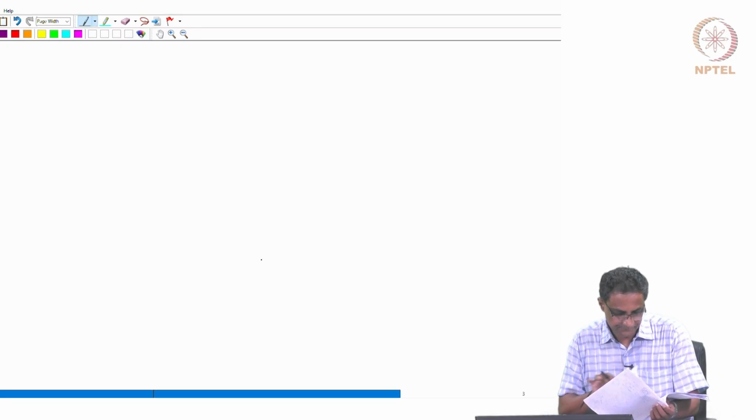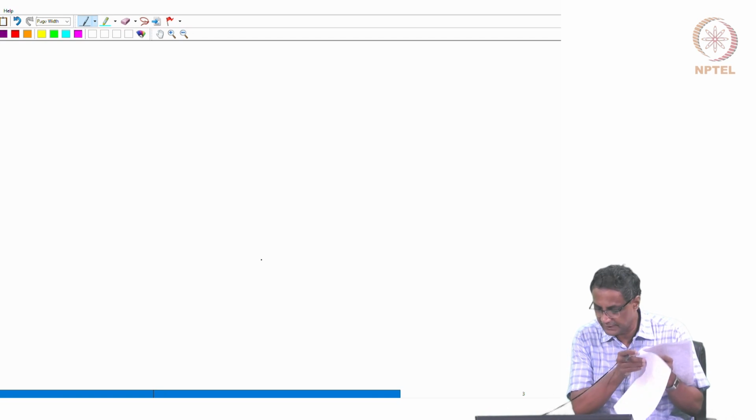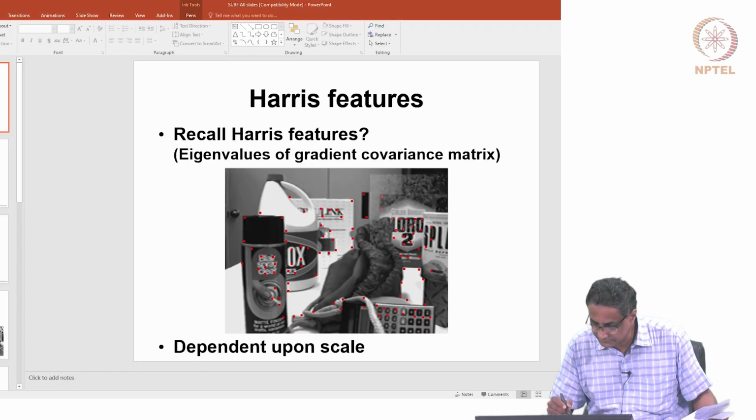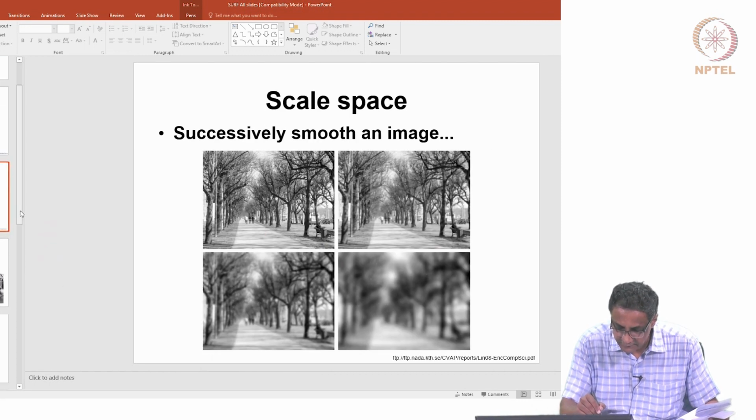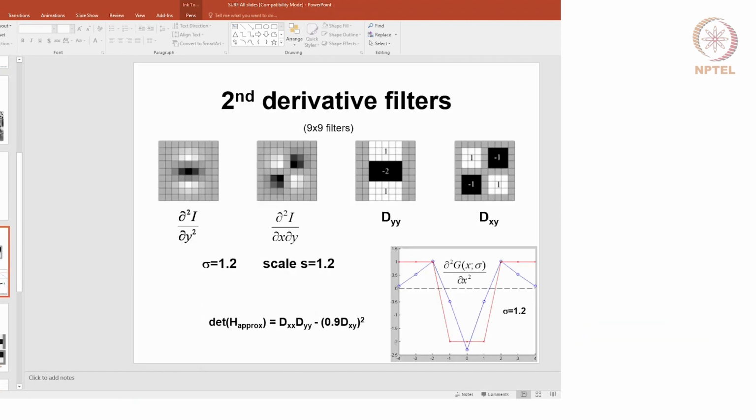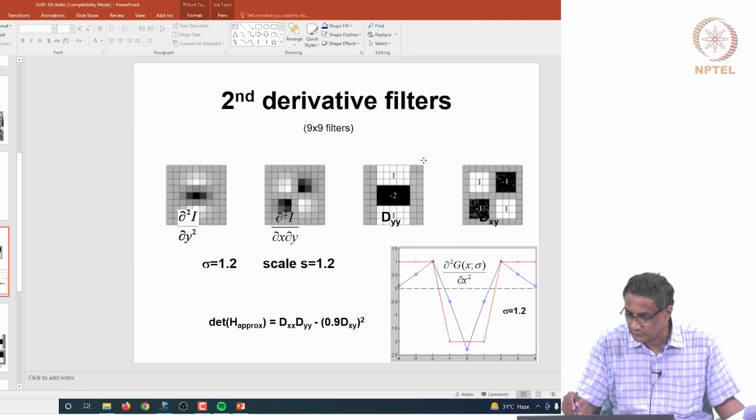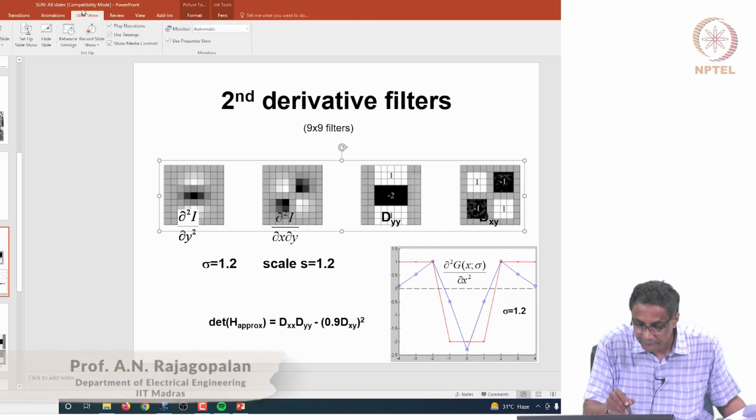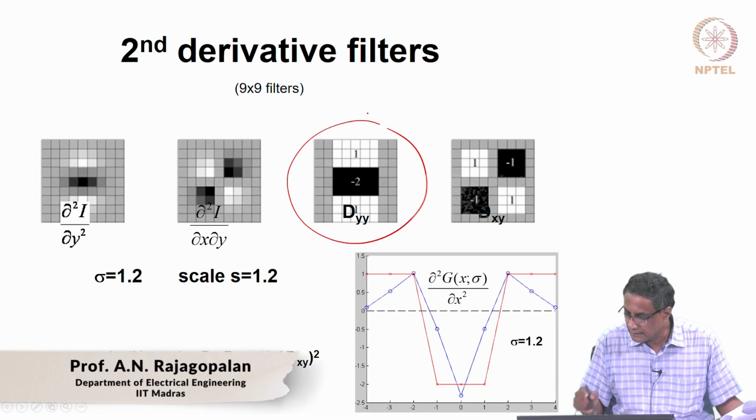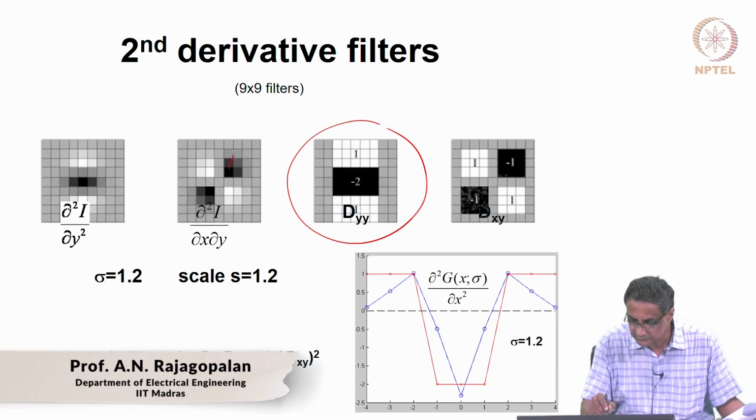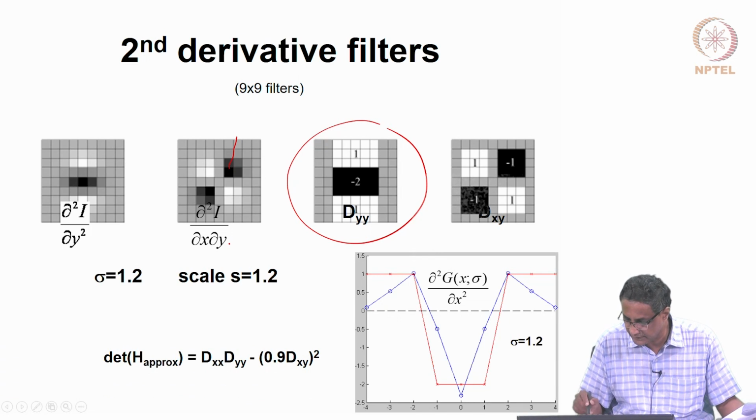When you have a 9 cross 9 filter of the kind that I had shown, let me see if we have that here. Something like this is what I had told you. The approximation to the true log looks like this. So the approximation looks like this, and I think something got shifted, but anyway, it doesn't matter.